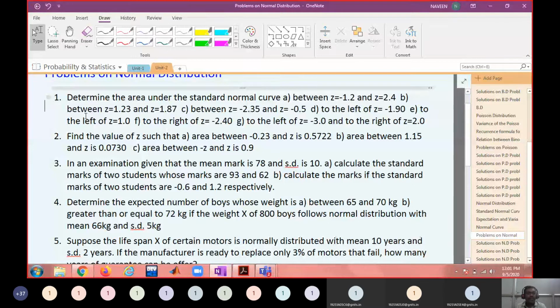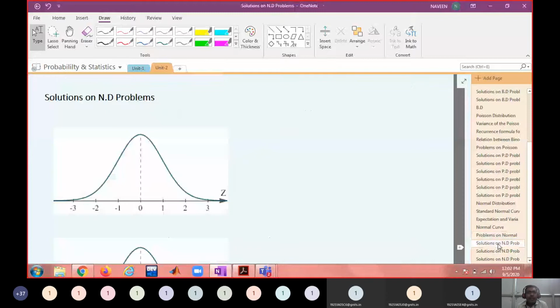Okay, so let us see the first problem. You are asked to find out the area from z equal to minus 1.2 to z equal to 2.4. So how do we do this problem? I want to find out the area between z equal to minus 1.2 and z equal to 2.4. What do you mean by this? How do you write this in terms of probability?